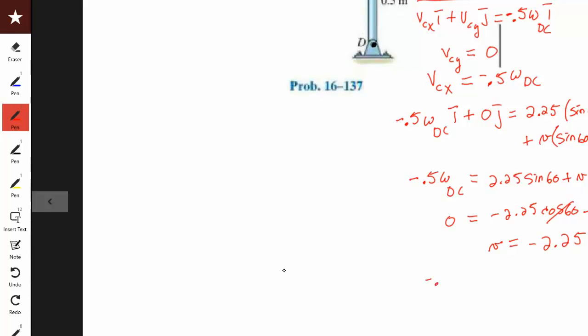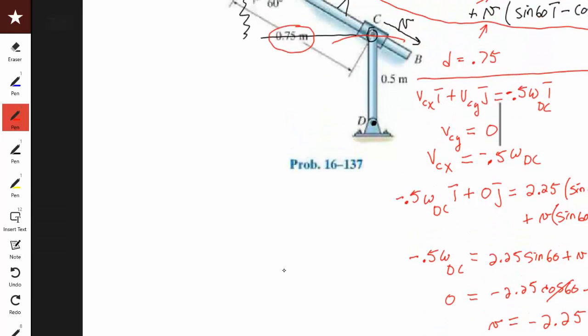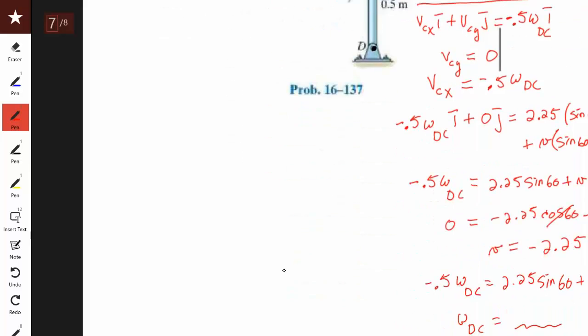So minus 0.5 omega dc equals 2.25 sine of 60. I don't have a calculator, I punch that in, plus v, okay, plus v is a negative 2.25, unless I made a mistake, it's negative 2.25, times the sine of 60. Alright, so you just grind that out, and omega dc is, whatever it comes up to on your calculator. Alright, so that's the velocity part.